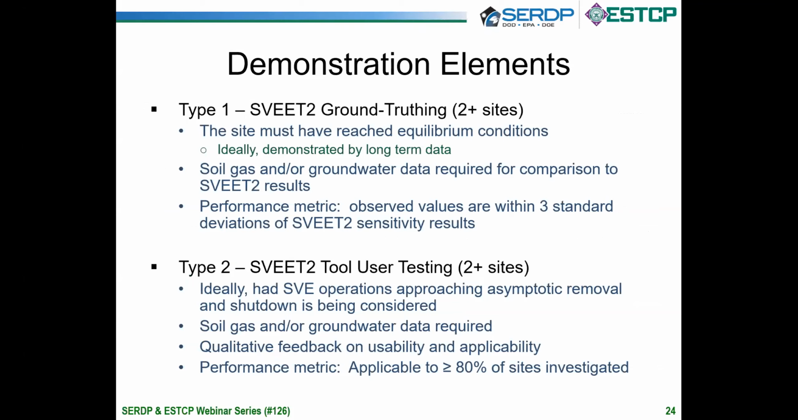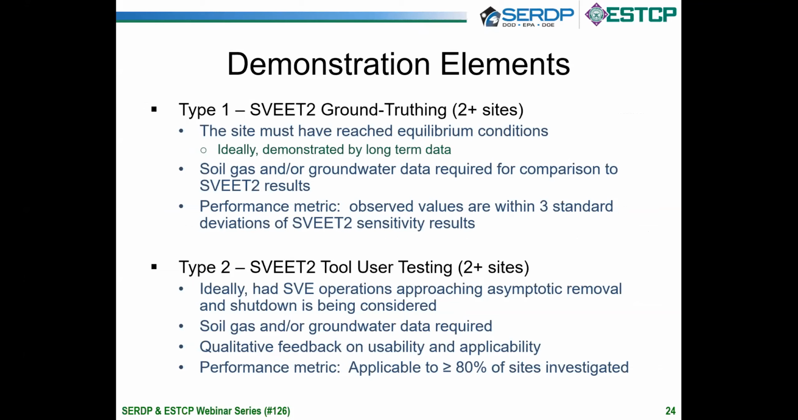We did the demonstration, and it had two elements to it. The first one was to do a ground truthing, where we want to take at least two sites and look at the SFEET estimates compared to observed data and see how those compared. Does SFEET provide some accurate results? So we had a performance metric of being within plus or minus 3 standard deviations from the SFEET sensitivity results.